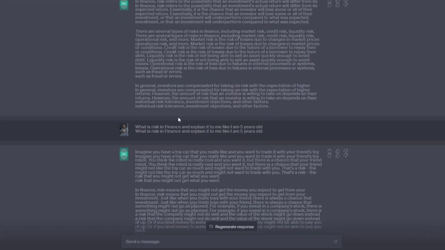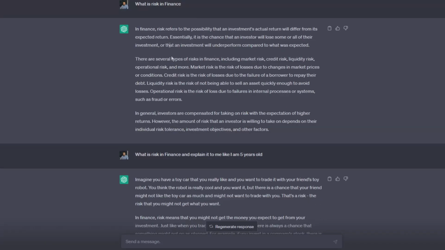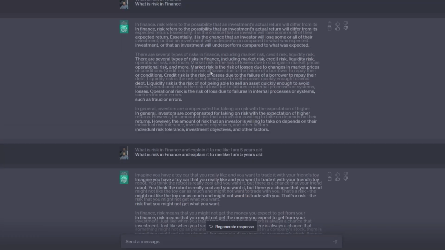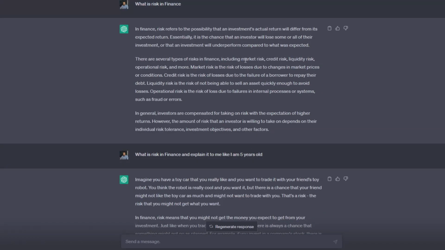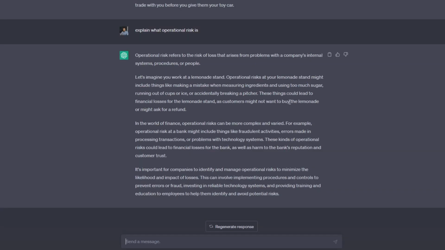Now, one of the things I do once I fully understand this, this is just an overview of what risk is in finance, right? Obviously there's a bunch of things here that you might need to look up, such as what is market risk, what is credit risk, what is operational risk. All right, so as you can see, we have another definition here of operational risk. Now if you don't fully understand what it's trying to tell you here, you can do the same thing that I did before. Ask the prompt and say, explain it to me like I'm 5 years old.